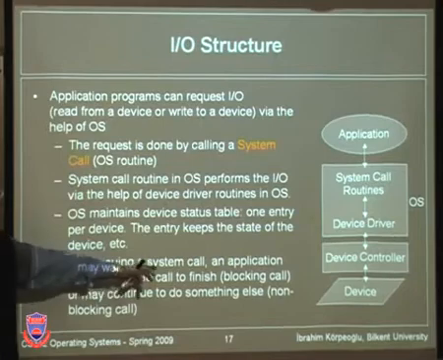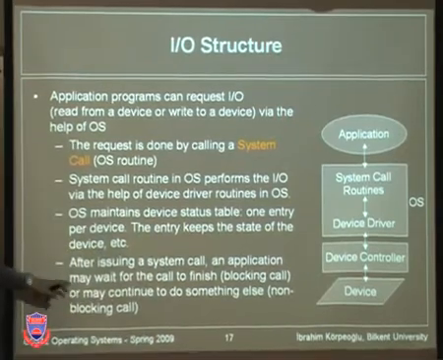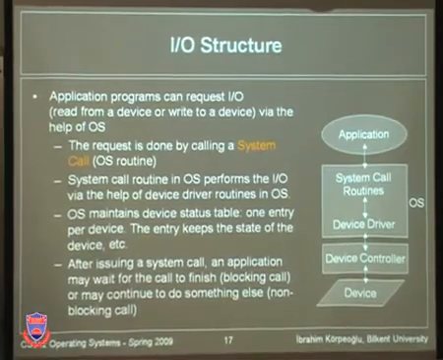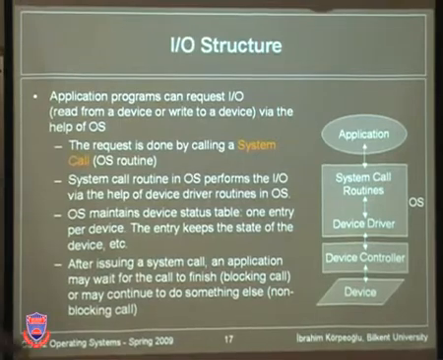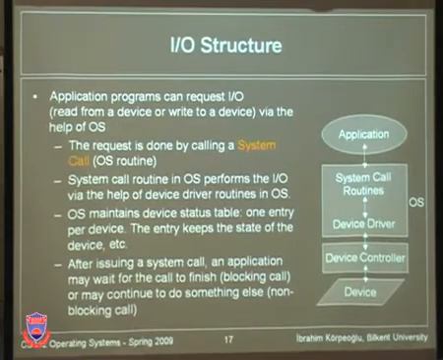After issuing a system call, after calling a kernel routine to get a service, like to get an I/O done, an application may wait for the call to finish, which is called a blocking call, or may continue to do something else in the CPU, which is called a non-blocking call, okay?